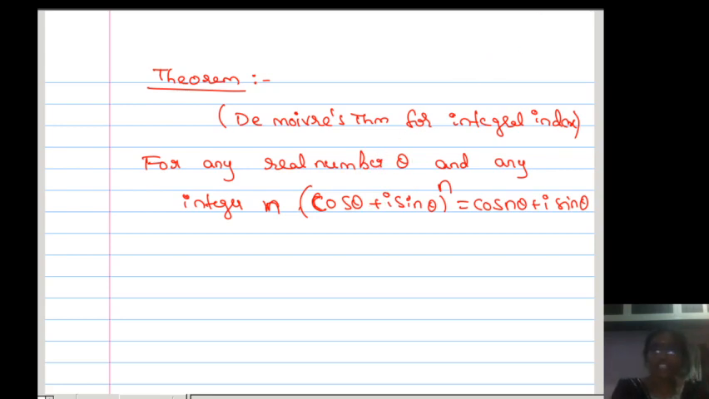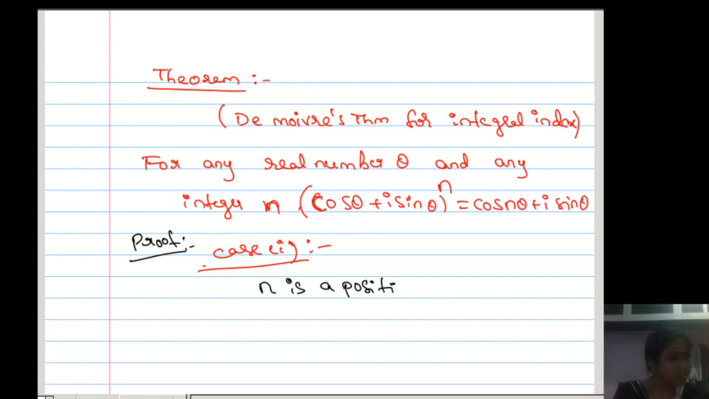So first let us see the proof of this theorem. What is the proof here? First, three cases. What is the first case? Case 1: n is a positive integer, meaning n is a natural number. Natural number or positive integer, both are the same. Positive integer means it starts with 1.